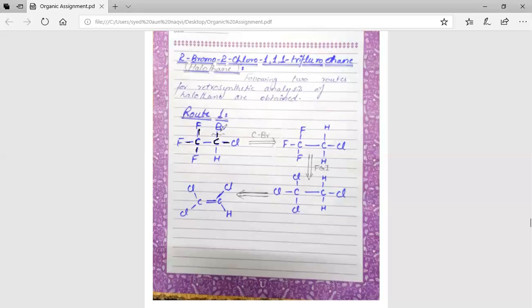So when we perform retrosynthetic analysis, in route 1 the carbon-bromine bond is broken, and we will have this product. And again, upon functional group interconversion, this is a substitution. So chlorine is substituted in place of fluorine. So this is functional group interconversion, and we obtain this product.